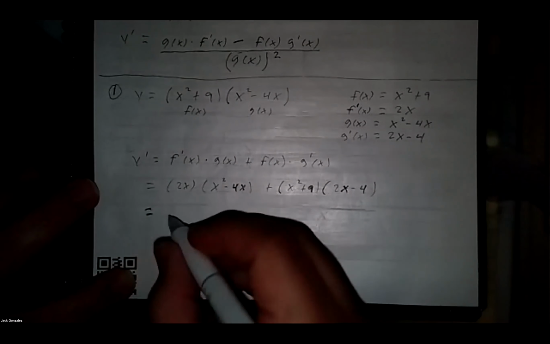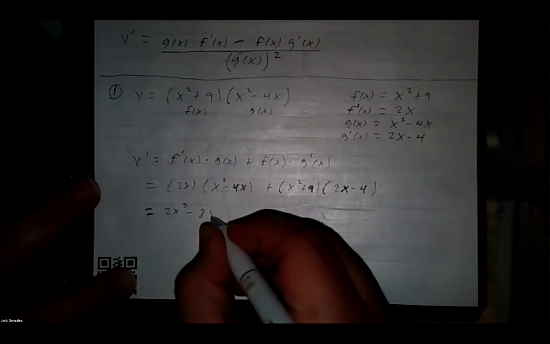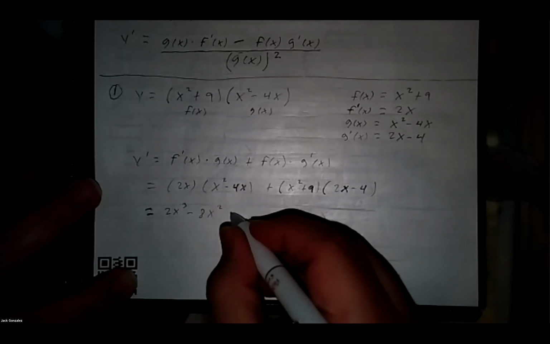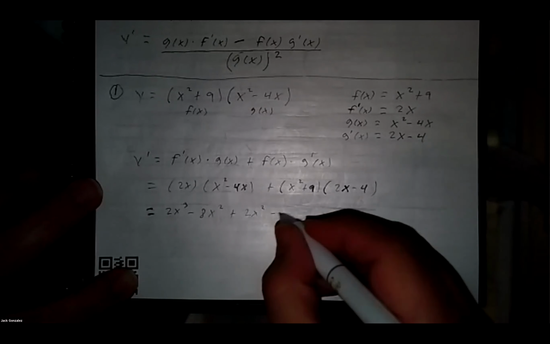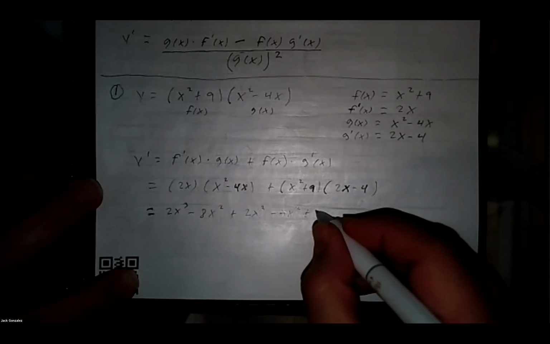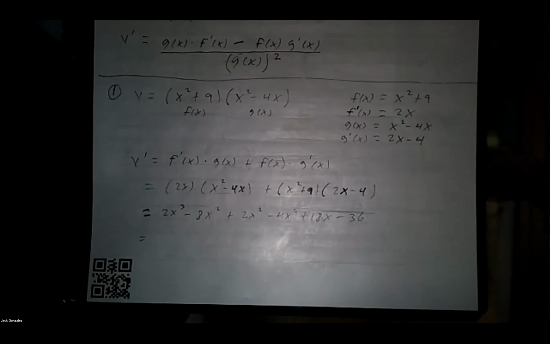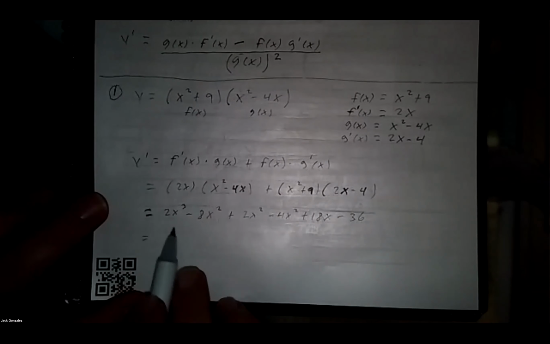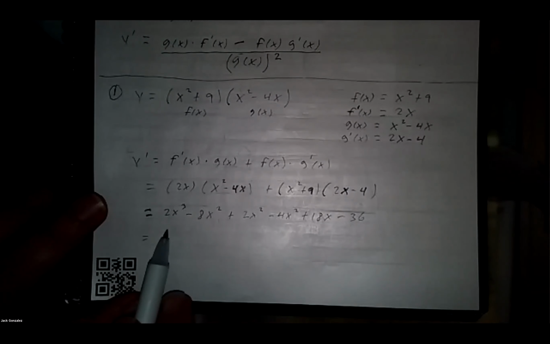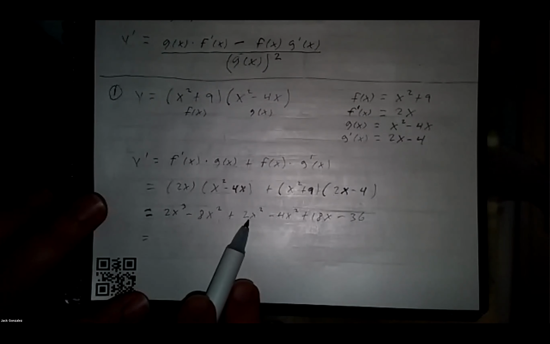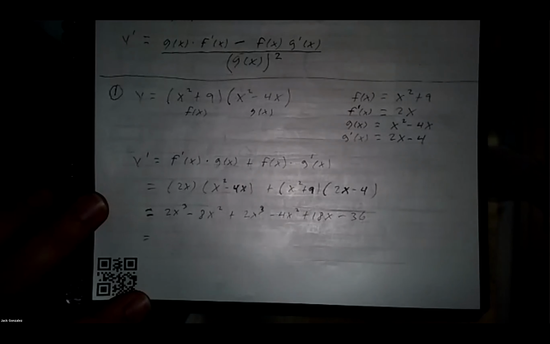So 2x times all that, that would be 2x cubed minus 8x squared plus 2x squared minus 4x squared plus 18x minus 36, right? So the final answer will be 2x cubed, right? Yes, x cubed, this one right here. 2x cubed. You're right. So yeah, there you go.